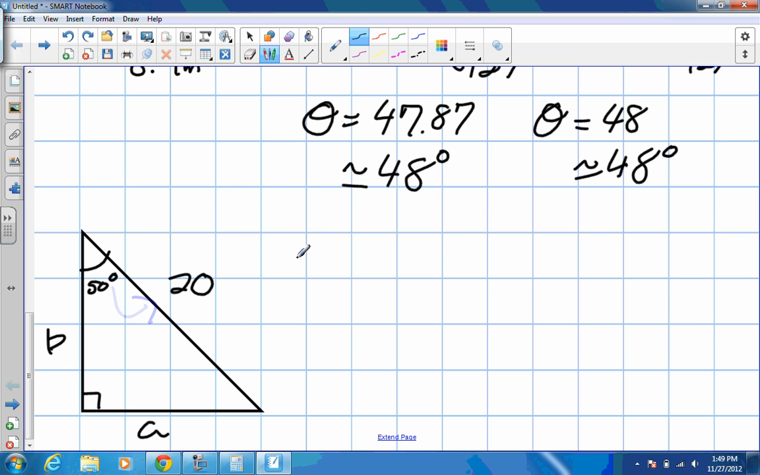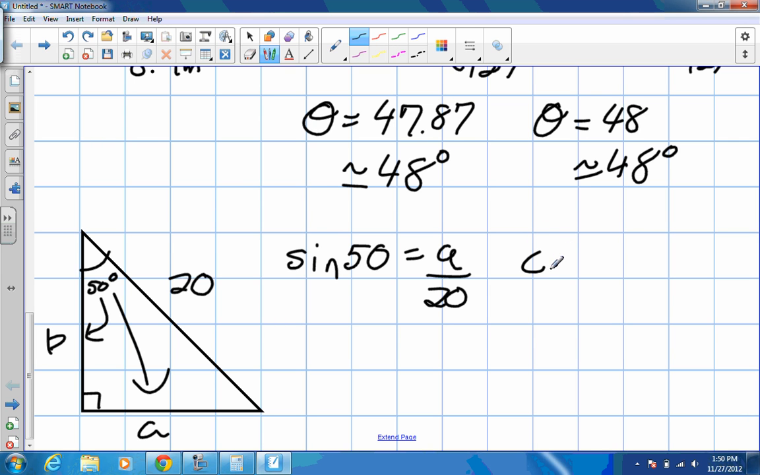Sine is opposite over hypotenuse. So sine, and the angle is known, so sine 50, replace theta with 50, is equal to the opposite, A, divided by 20. Okay? Let's say I was solving for B. B would be known as the adjacent. Which ratio is adjacent and hypotenuse? Cosine. So cos 50 is equal to the adjacent, which is side B, divided by 20.